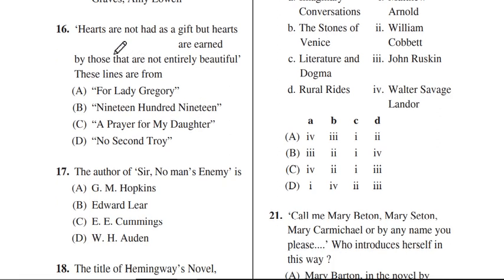Next one, 16th one: hearts are not had as a gift, but hearts are earned by those that are not entirely beautiful. These lines are from. So here options are: To Lady Gregory, 1919, A Prayer for My Daughter, No Second Troy. The correct option is A Prayer for My Daughter.